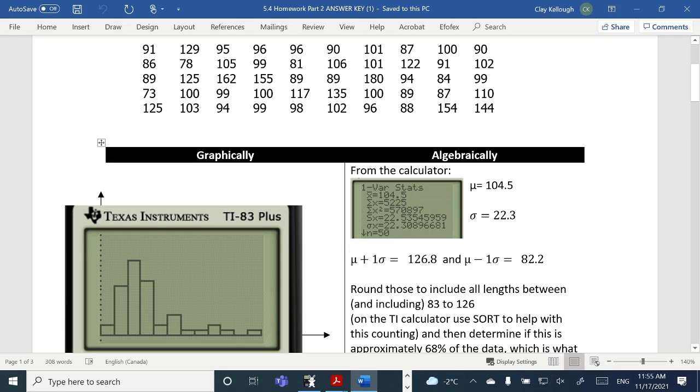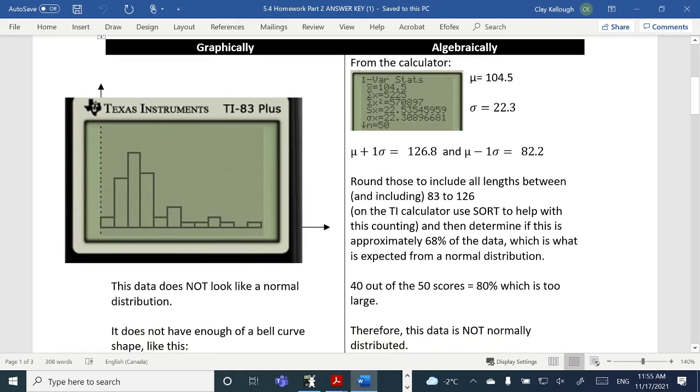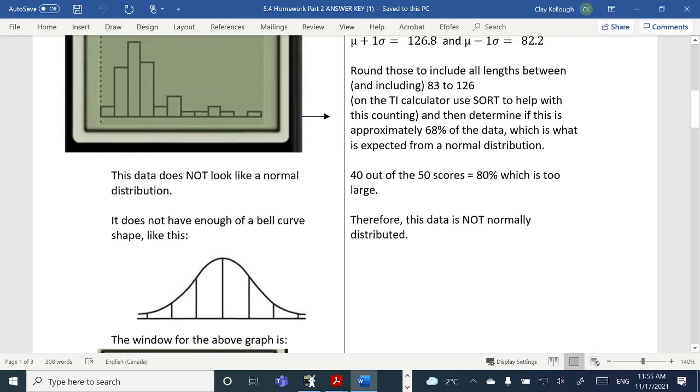So I count all of the 83s to 126s and I add them up. That's 40 out of the 50 scores. 40 out of 50 is 80%, which is way too big. One standard deviation should be how much? 68%. So too big, not normally distributed.